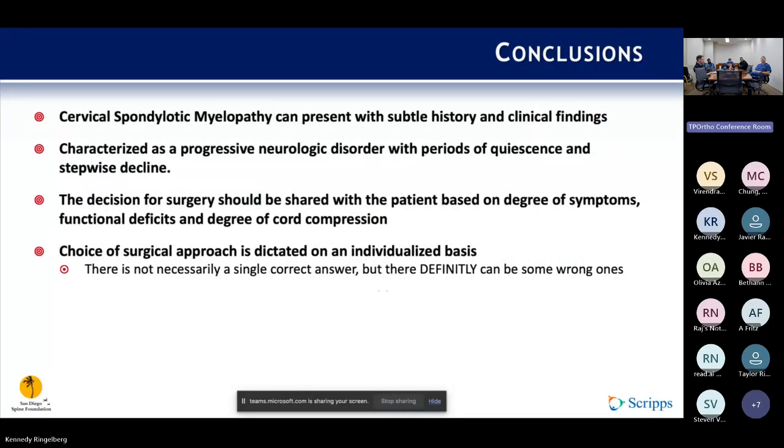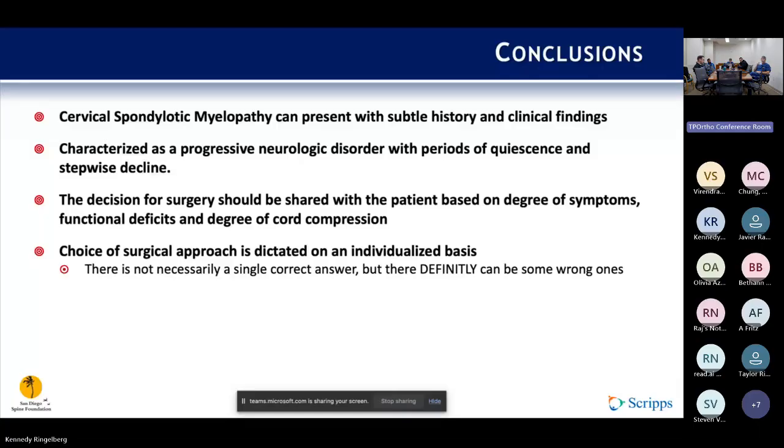So the main conclusion is that cervical spondylotic myelopathy can present with subtle history and clinical findings and requires a high clinical index of suspicion. It also requires us to follow these patients closely for neurologic decline, as it's characterized as a progressive neurologic disorder with periods of quiescence and stepwise decline. The decision for surgery, again, is complicated and should be shared with patients based on the degree of symptoms, functional deficits, and degree of cord compression.